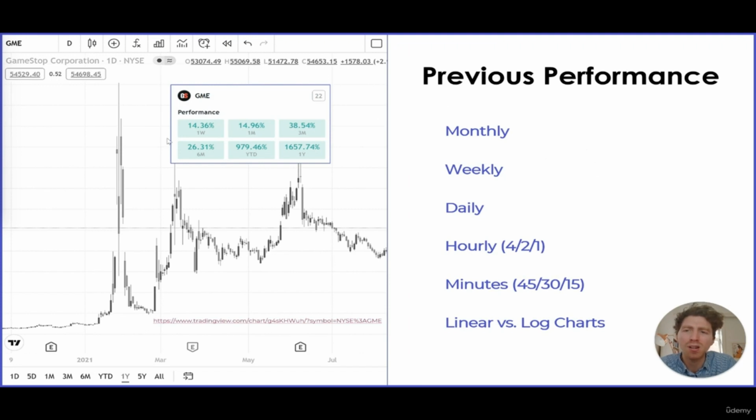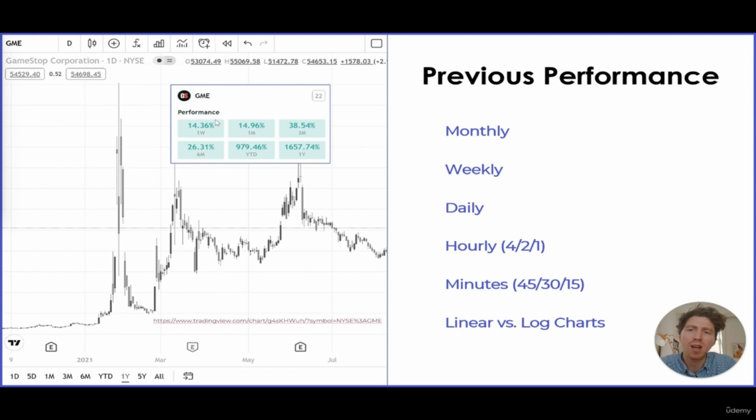But what I want to explain here with the previous performance is that you should always look at how a stock performed over the last month, over the last 6 months, over the last year, to avoid being the laggard and buying at the top and selling at the bottom, because this is what happens to many people who are not doing their homework.